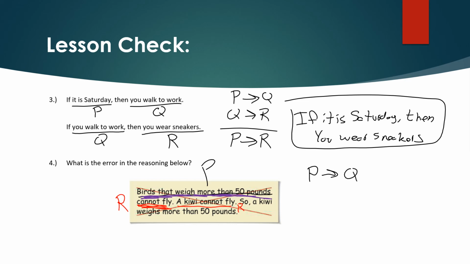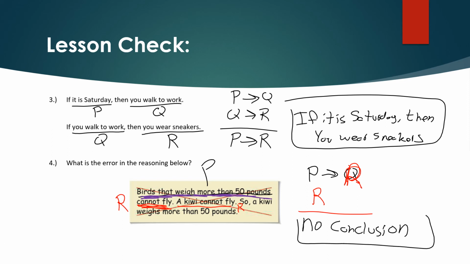So I've got P implies Q. And then, oh, I don't know why I'm calling it R. So in this case, I guess it's P implies R. That's fine. R is true. So P implies R, and R is true. Well, that is not the law of detachment, so this is no conclusion. No conclusion. I don't know why I used R instead of Q, but it works. It doesn't matter which letters you use.